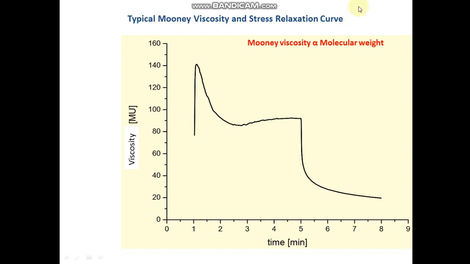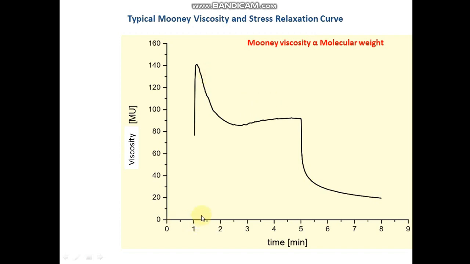In principle, the Mooney viscosity is directly proportional to the molecular weight of rubber. If the molecular weight is high, the Mooney viscosity is high. If the molecular weight of rubber is low, then the Mooney viscosity of that rubber is also low. So that is the principle to keep in mind to interpret these results.